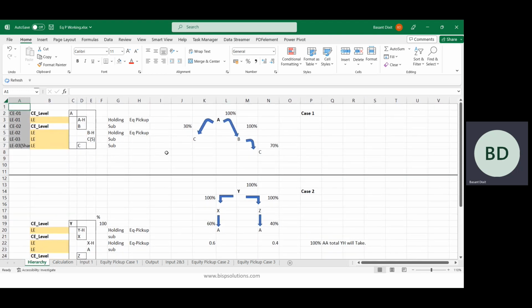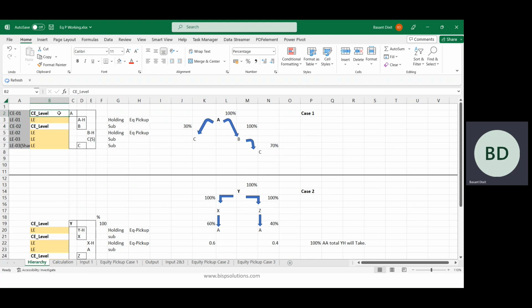So I will tell you how the hierarchy is made in the application and what the case says. Okay, so in this first case we have a holding company, that is A, and A holds 100% ownership in B, and further B has 70% ownership in C. That is the indirect ownership A has in C, but A also has a 30% stake directly in C. That is 30%.